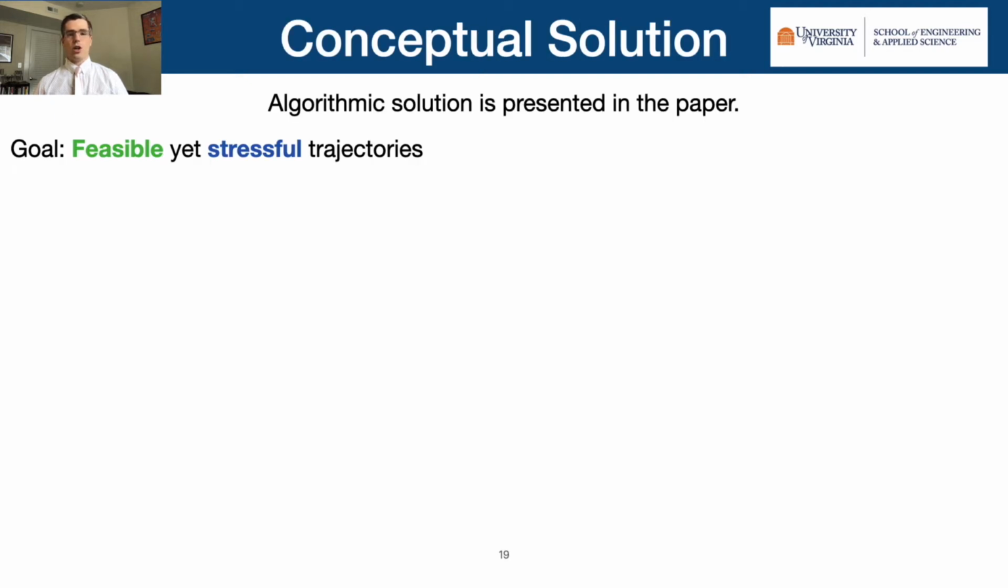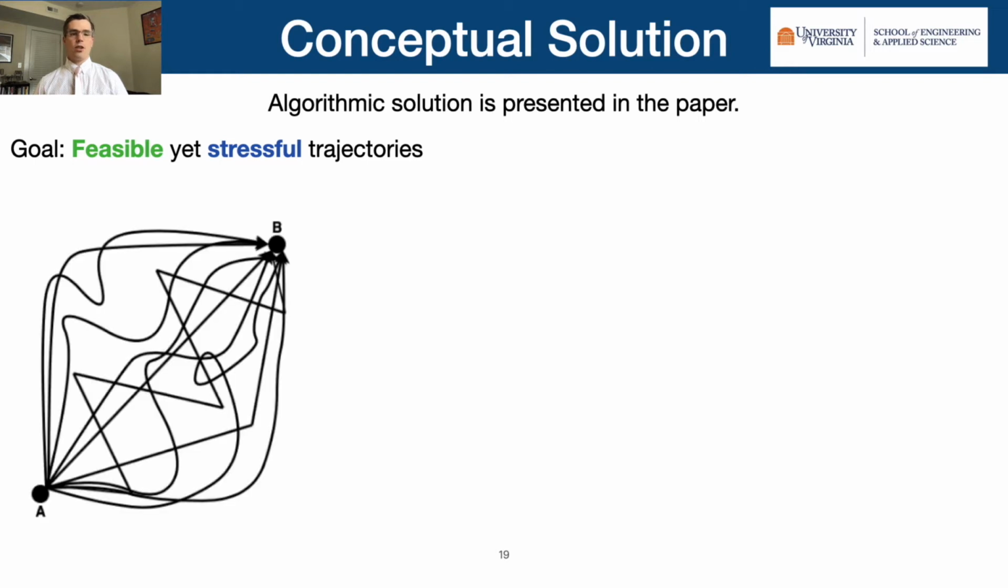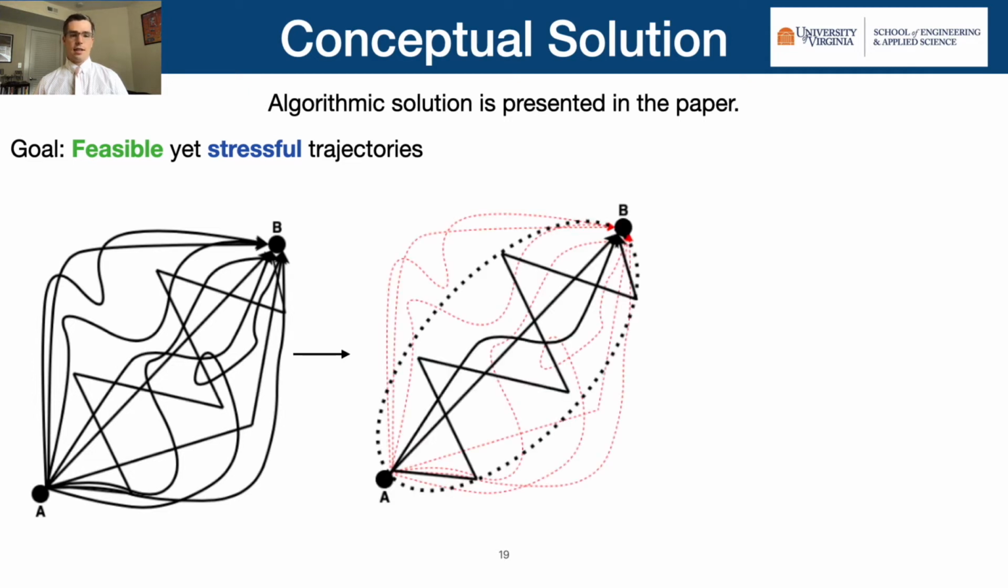In this talk, I'll go over the conceptual overview that describes the core technical contributions of our approach. The algorithmic solution is presented in more detail in our paper. There are three main stages to our approach. The first is a technique that allows us to find trajectories. The next stage is a technique that allows us to filter out any physically infeasible trajectories.